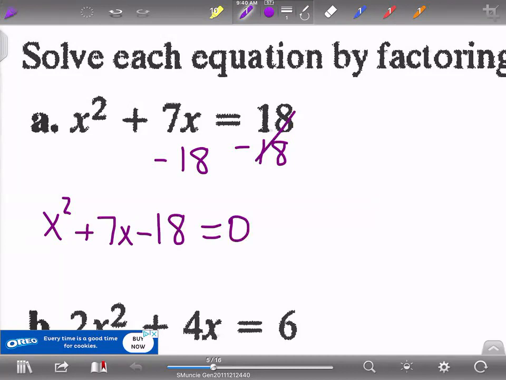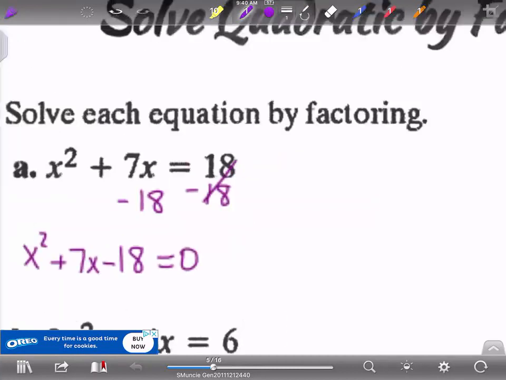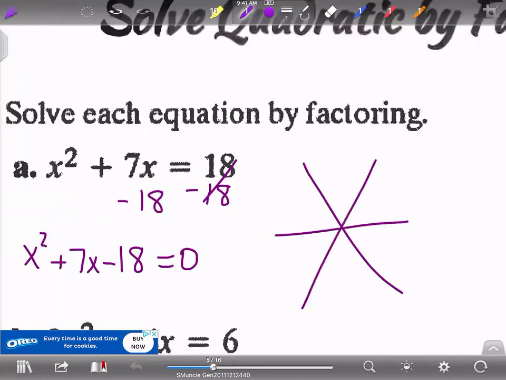Once you have your equation set equal to 0, you're going to check. Do we have a greatest common factor? No, no greatest common factor. So we're going to use our asterisk. So take a minute, fill out your asterisk, and find your two factors.